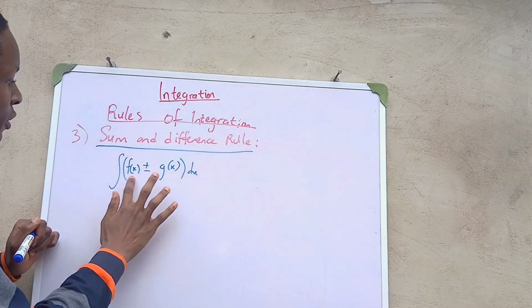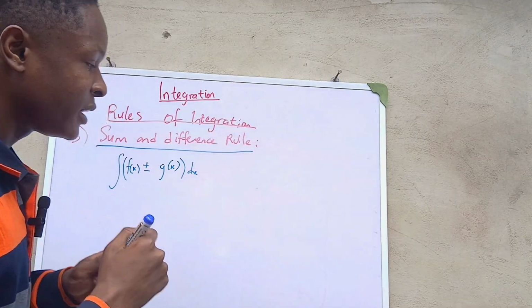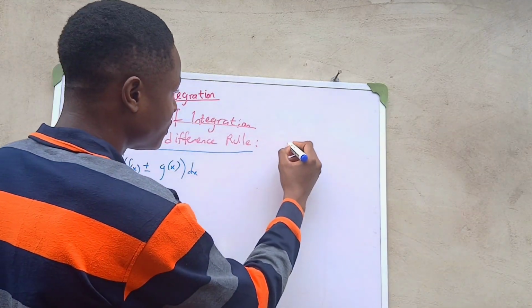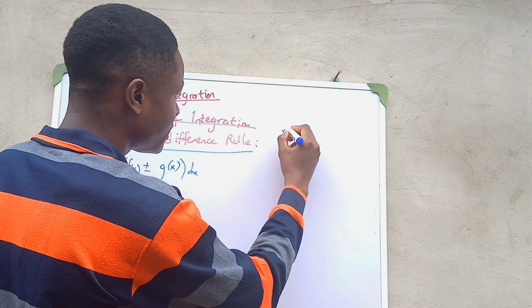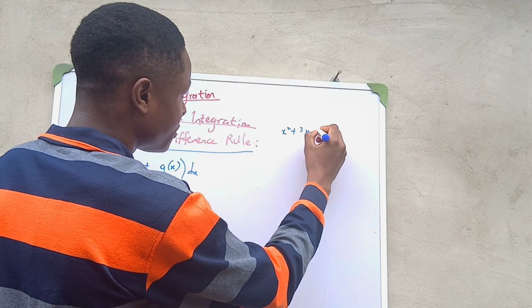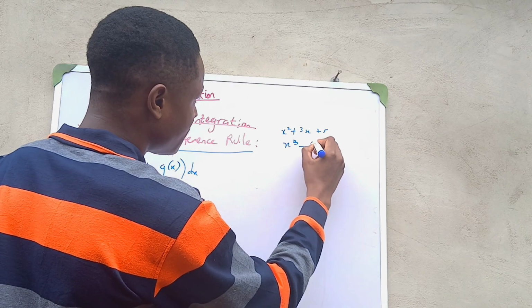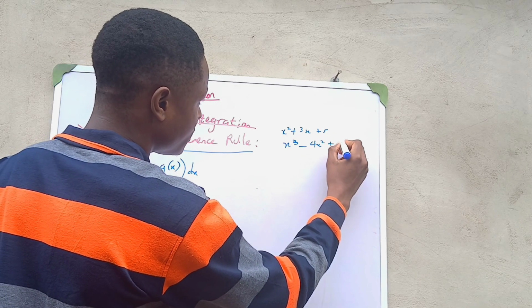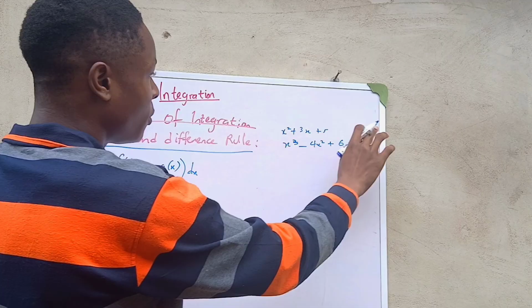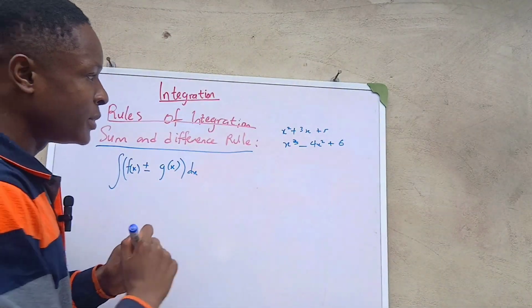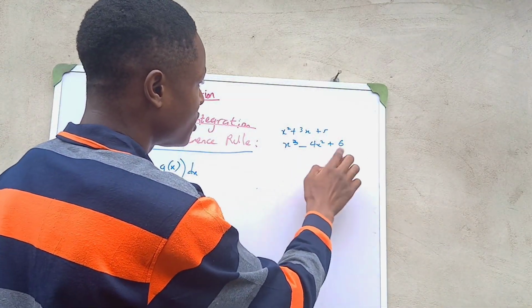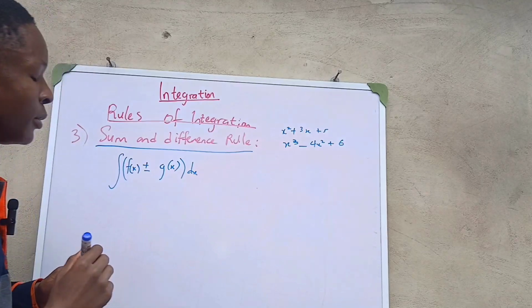So this is a polynomial. What I mean by polynomial is something like x squared plus 3x plus 5, or x cubed minus 4x squared plus 6. These are all polynomials. You see, there are operators in them, plus or minus. So this is what I mean by polynomials.